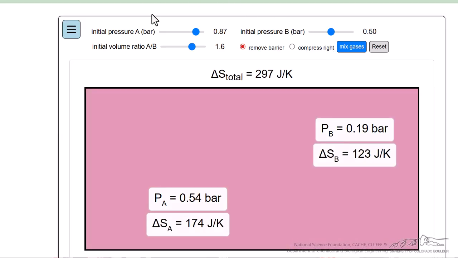so initial pressure B was 0.5, now it's 0.19 because it was a smaller volume, therefore fewer moles. Initial pressure of A, 0.87, now it's 0.54 because it was the larger volume. Entropy change is larger because we have more moles here. So that's one way of looking at the entropy change. Here's the total entropy change.